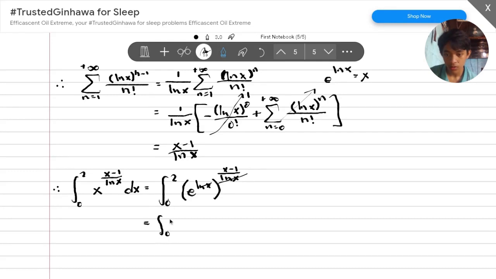So right now this is just the integral from 0 to 2 of e raised to x minus 1 dx. And lastly, since this is so easy to solve, this is just e raised to x minus 1, evaluated from x equals 0 to x equals 2, which gives us the answer of e minus 1 over e. So this is the final answer for that problem.